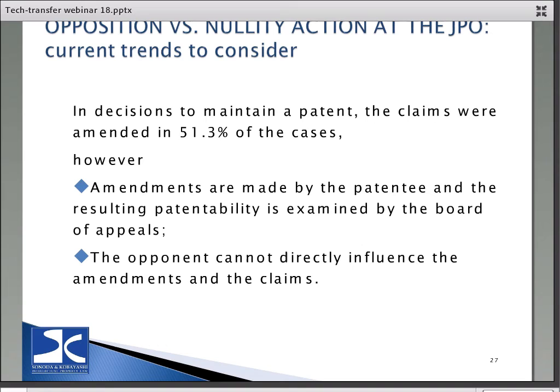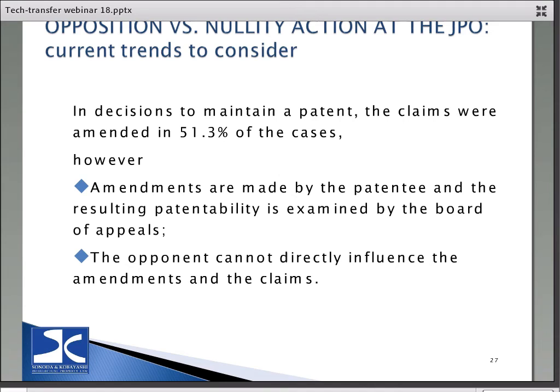However, there is something you should consider. That is, the opponent files its opposition and opinion to invalidate the patent, but the examination after that is in the hands of the Board of Appeals of the JPO, and the JPO and the patentee exchange opinions and even have a face-to-face meeting with the examiner. And therefore, how to amend the claims is totally in the hands of the JPO and the patentee.